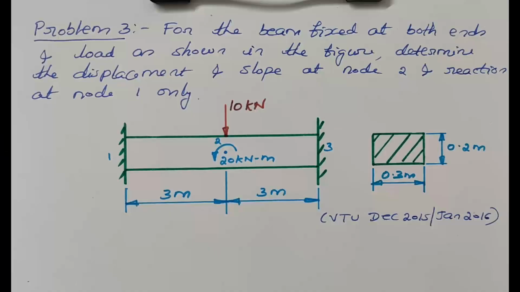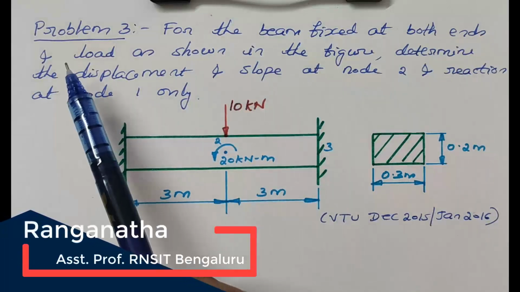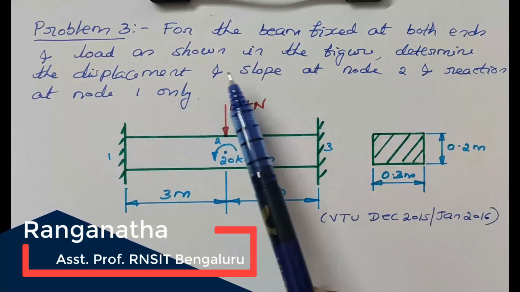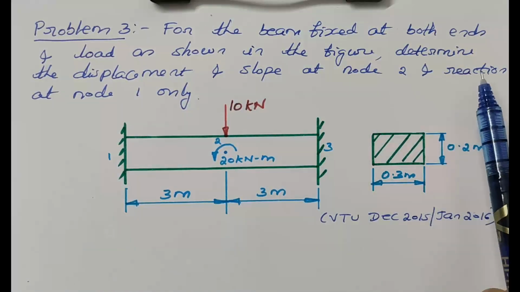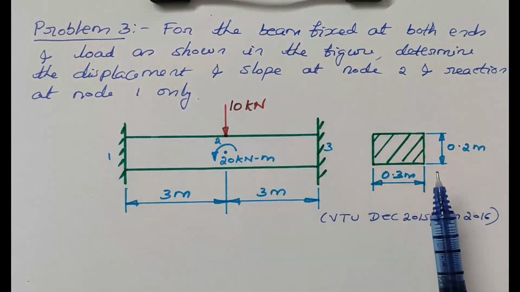Problem number 3 on beams. For the beam fixed at both ends and loaded as shown in the figure, determine the displacement and slope at node 2 and reaction at node 1 only. This is the figure given.